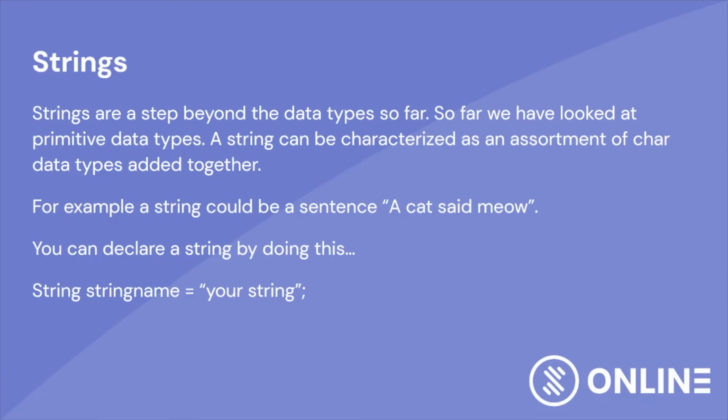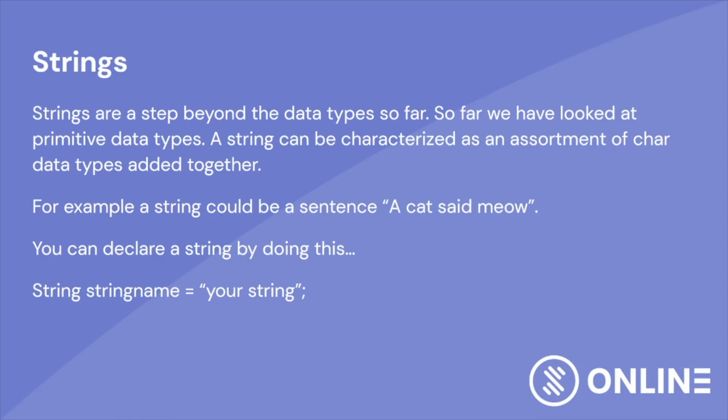So what is this new type of data? Strings. Strings are a step beyond the data types that we've discussed so far. So far we have looked at primitive data types. A string can be characterized as an assortment of Char data types added together. For example, a string could be a sentence, like a cat said meow.